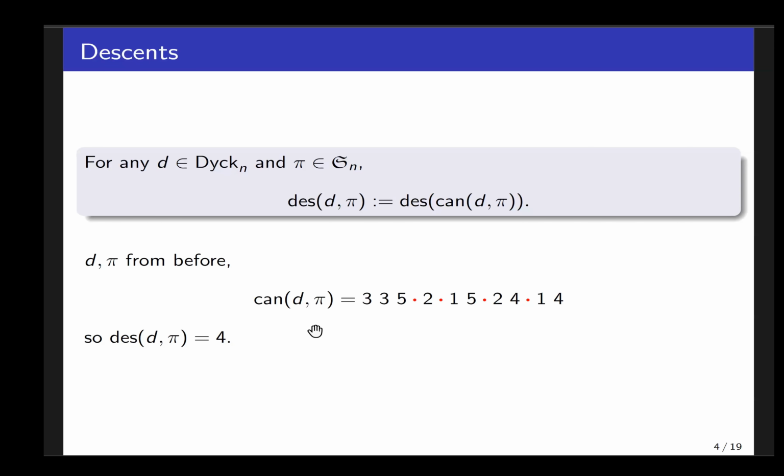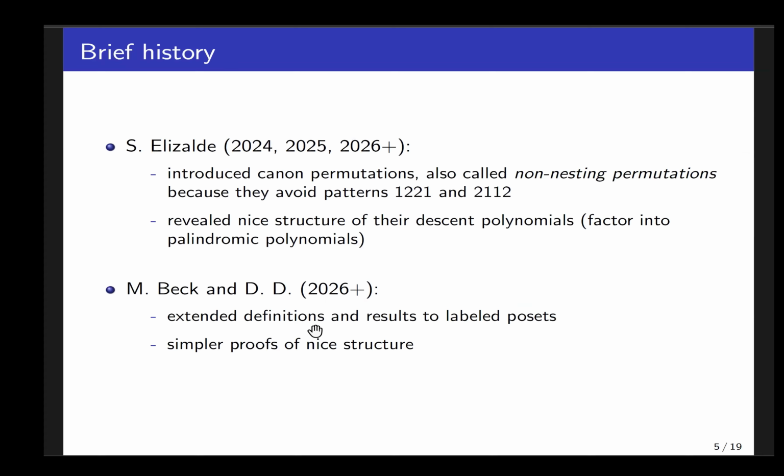And that's not something we came up with in the first place. That was based on a paper of Sergi Elizalde, who studied descent polynomials, so descent generating polynomials for canon permutations. So when I fix a certain length and then I range over all Dyck paths and all possible permutations that can label them, I get out the set of canon permutations. So he studied these descent polynomials, and one of the motivations was that essentially they're the permutations of the multiset with 2 copies of everything that avoid the patterns 1, 2, 2, 1 and 2, 1, 1, 2.